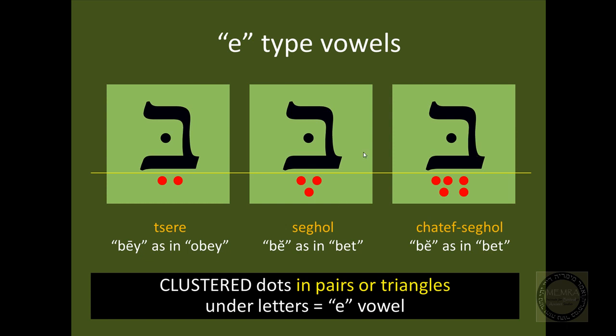I'm using the letter bet, and if I draw a line underneath the letter, if you see clustered dots, and it's important to note that they have to be clustered. Clustered dots in pairs or triangles are all E vowels. We have tsere, segol, and chatef segol, the compound schwa. Anything under the letter that is a clustering of dots is an E-type vowel.